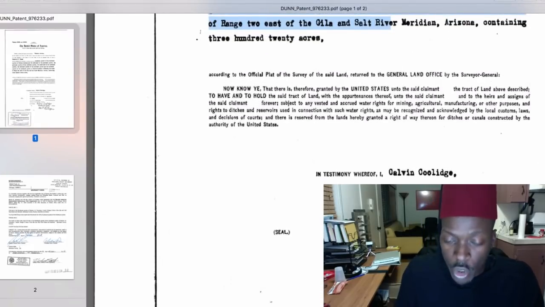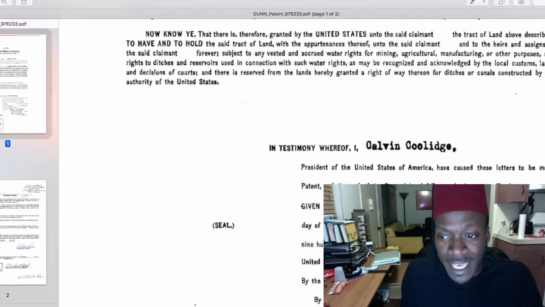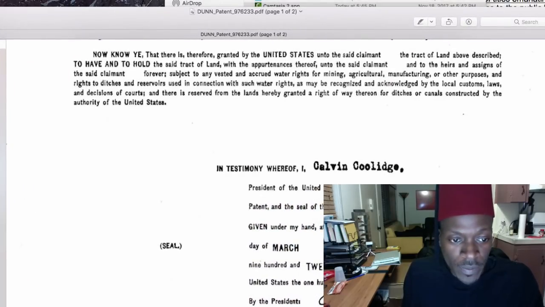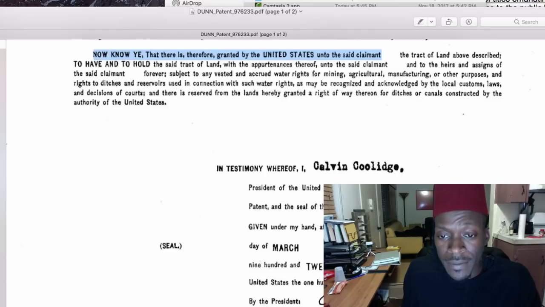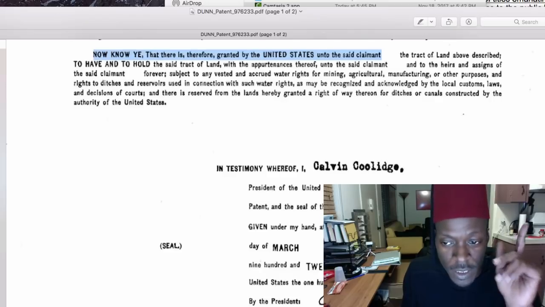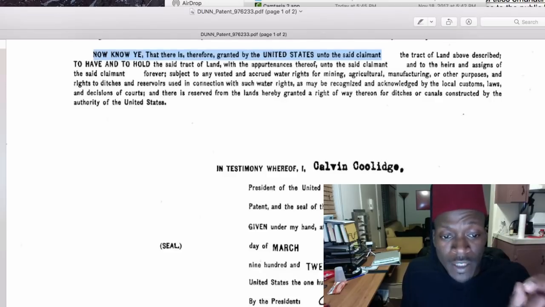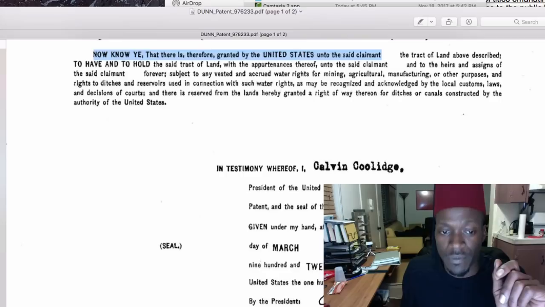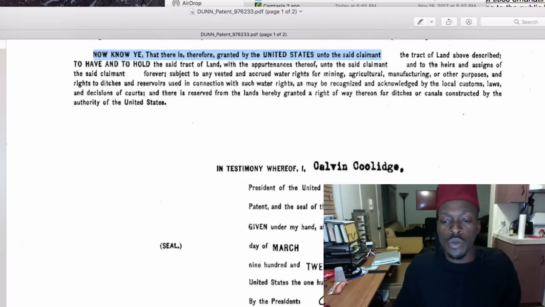So the other thing that's at the core of making a claim as an assign under an original land patent is this part right here, where it will always say, "Know ye that there is therefore granted by the United States unto said claimant," remember they're a claimant, you're a claimant, "the tract of land above described," it's a superior claim now, "to have and to hold the said tract of land with appurtenances thereof unto the said claimant and to their heirs and assigns of said claimant forever." Right? So they gave that superior title away forever.